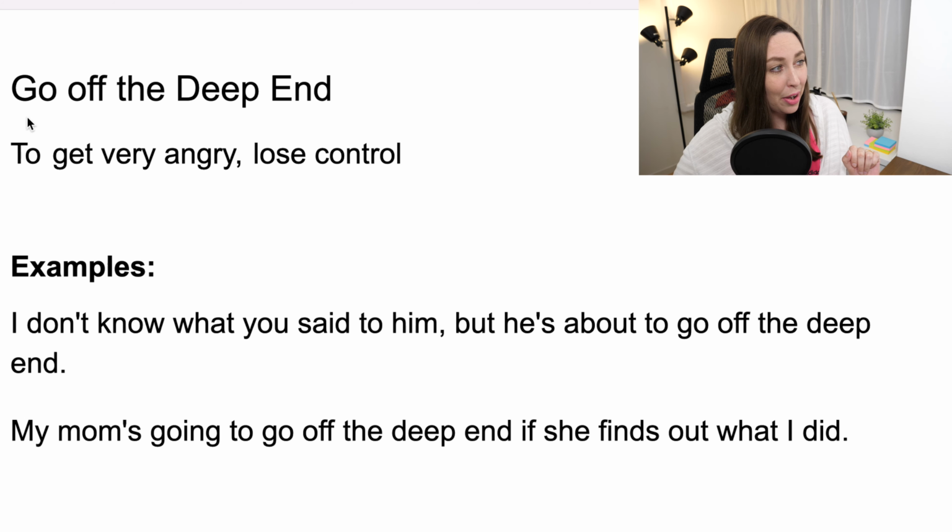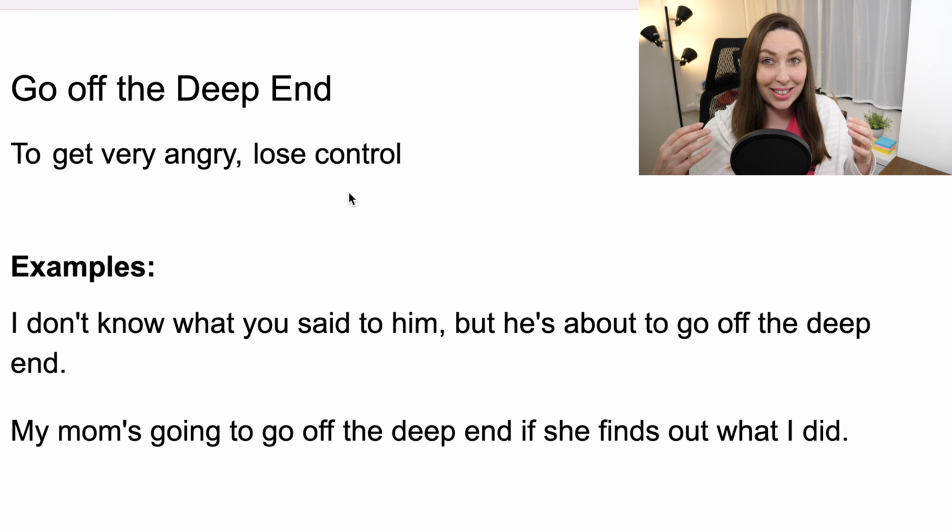This says, go off the deep end. Have you ever heard this expression before? Go off the deep end? I heard it a lot growing up from my mom and my dad. If someone goes off the deep end, it means that they get very angry. They lose control.